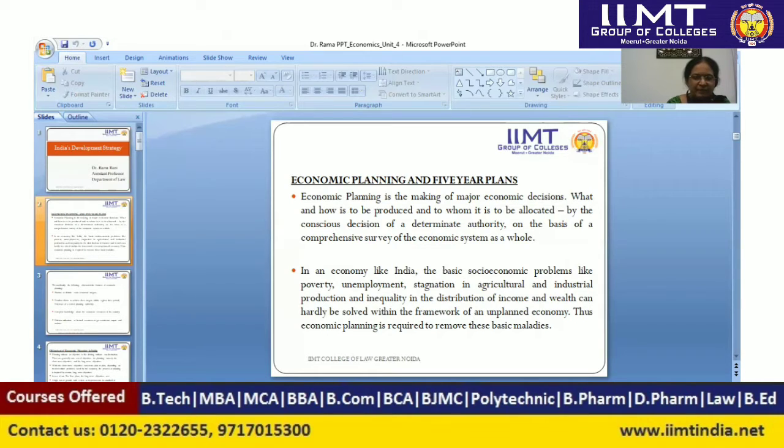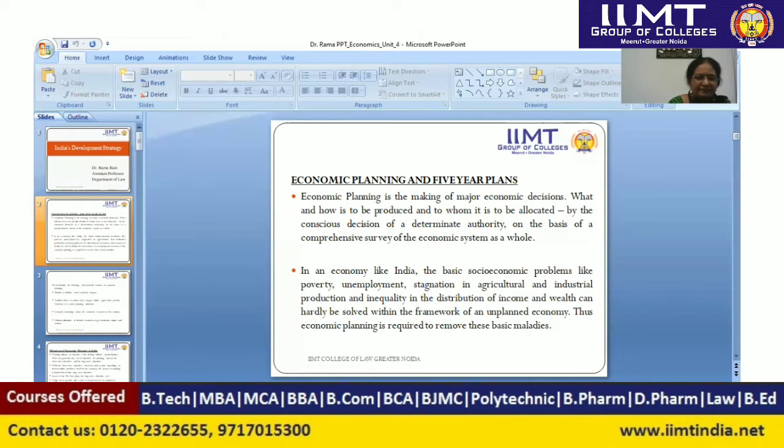In an economy like India, the basic socio-economic problems like poverty, unemployment, stagnation in agricultural and industrial production, and inequality in the distribution of income and wealth can hardly be solved within the framework of an unplanned economy. Thus, economic planning is required to remove these basic maladies.